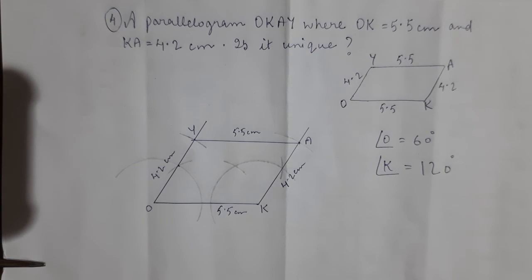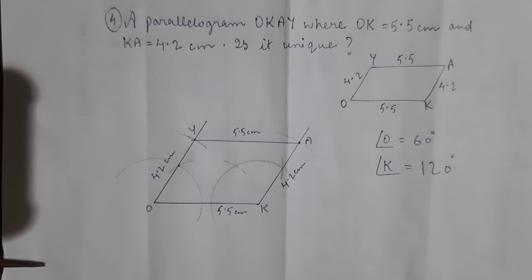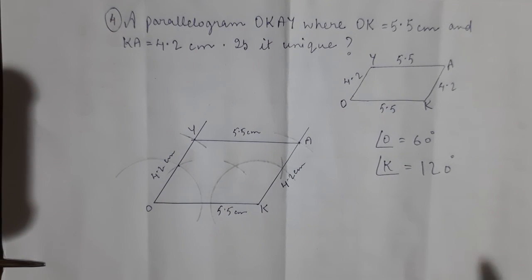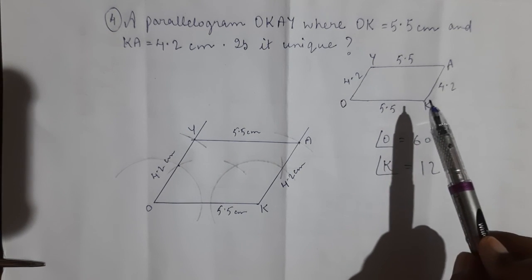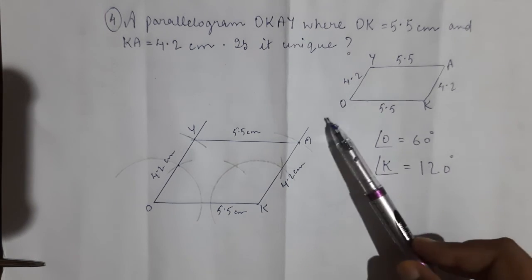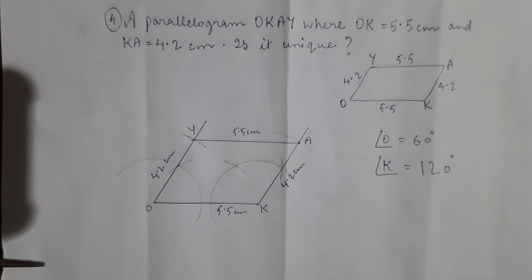And children, one more thing I would like to tell you: is it unique? The last question asks, is it unique? So you will write, no, it is not a unique parallelogram, because the angles can be of any measure. These two measures we have taken, isn't it? The angles can be of any measure. Therefore, it is not a unique parallelogram. Okay, so that's it.